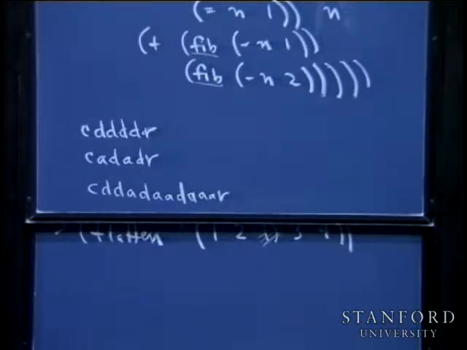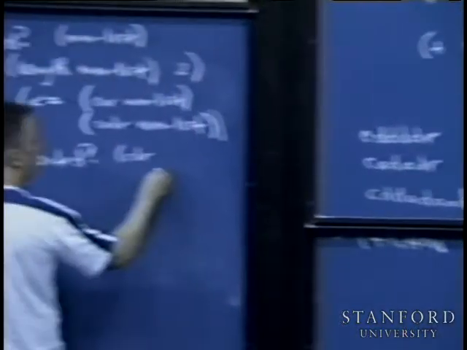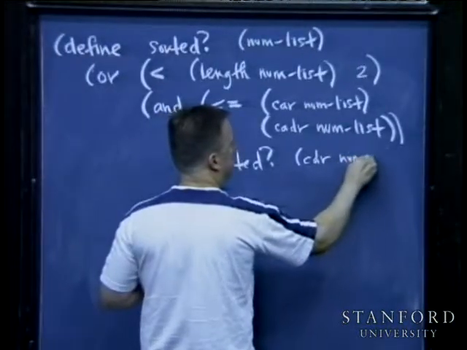I also want sorted to just work on the plain old cooter, just the cooter of the num list.